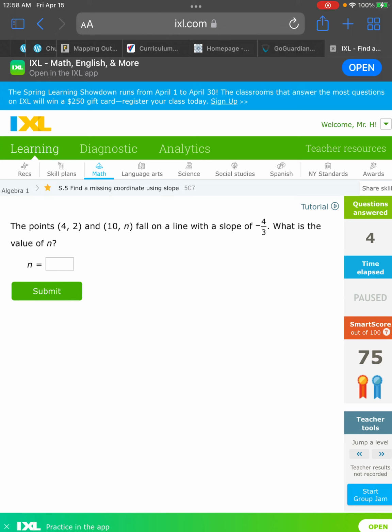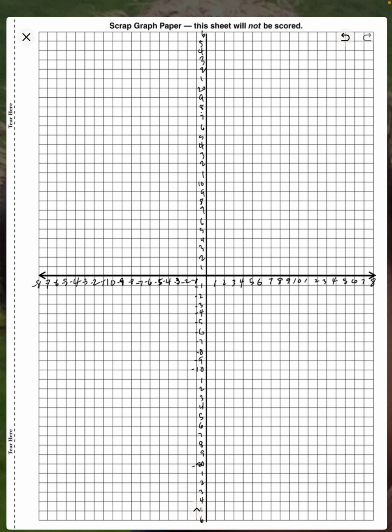All right. So first thing, they've told us that the line goes through the point (4, 2), and it also goes through another point with x coordinate 10 and a missing y coordinate, and it tells us that the slope is -4/3. So we're going to use that information and graph it and figure out what the missing coordinate is. So here's what we're going to do. Going to go to my graph paper.